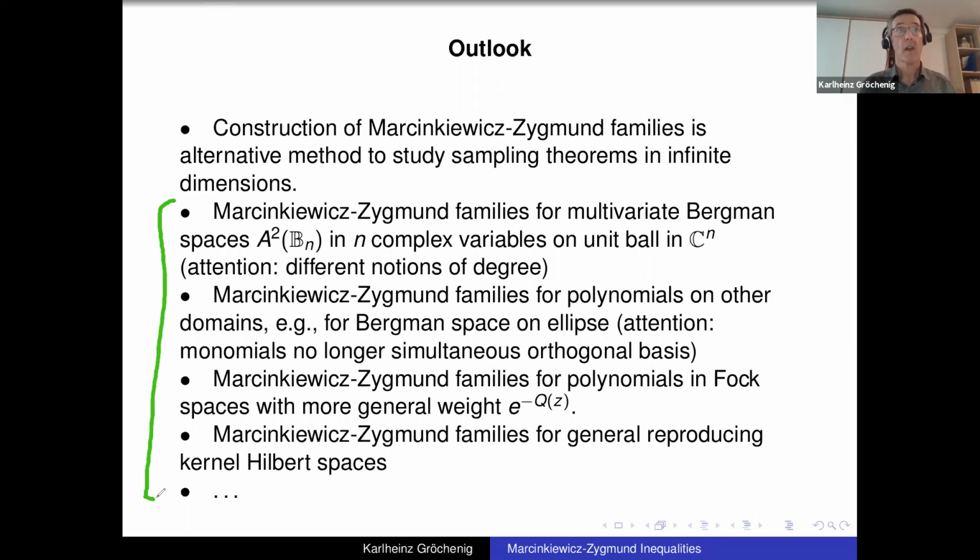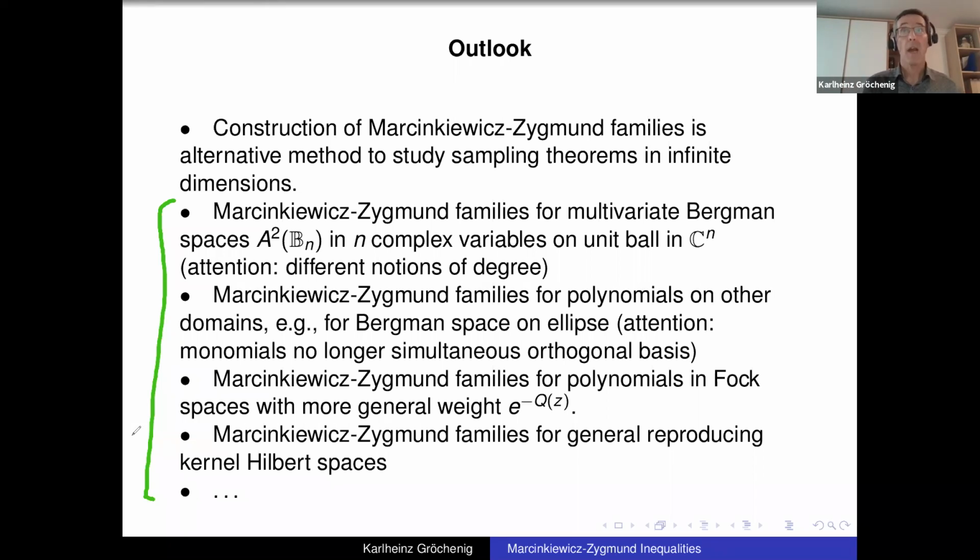For example, how about higher dimensions? Take the unit ball in C^n and look at the Bergman space. There is no sampling theorem there, or not a sharp version at least. How do you construct Marcinkiewicz-Zygmund families for multivariate Bergman spaces? And there, I think this is doable. However, you have different notions of degree, and the formulas for the intrinsic reproducing kernels are much, much more involved.